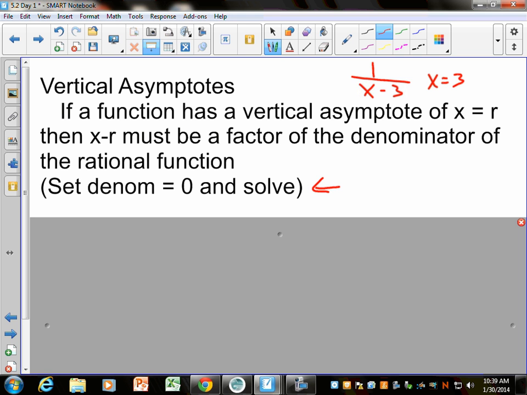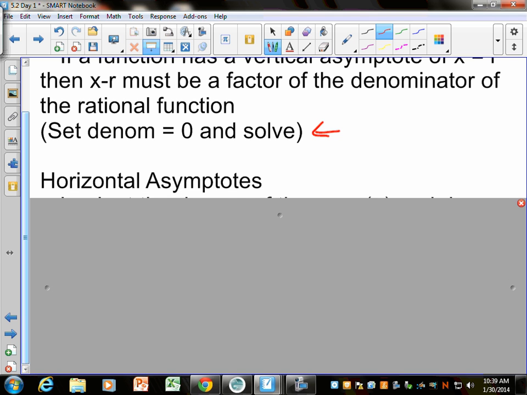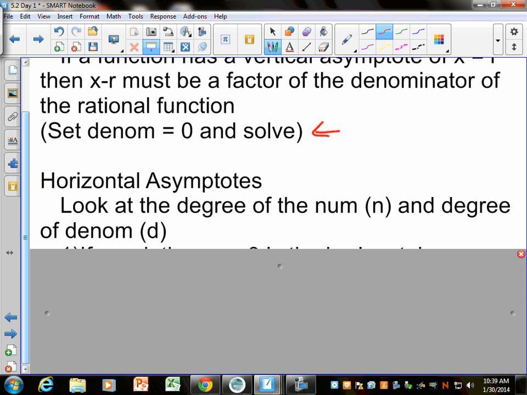Horizontal asymptotes, not that easy. Horizontal asymptotes, there's rules. It's all about the degree of the numerator and the degree of the denominator. In your book, they talk about limits, and picking numbers and getting closer and closer. I'm just going to give you the rule because I don't need to teach you all that. If you took calculus, I'd teach you all that, but it's not important for you. Here you go. You got to write this down.